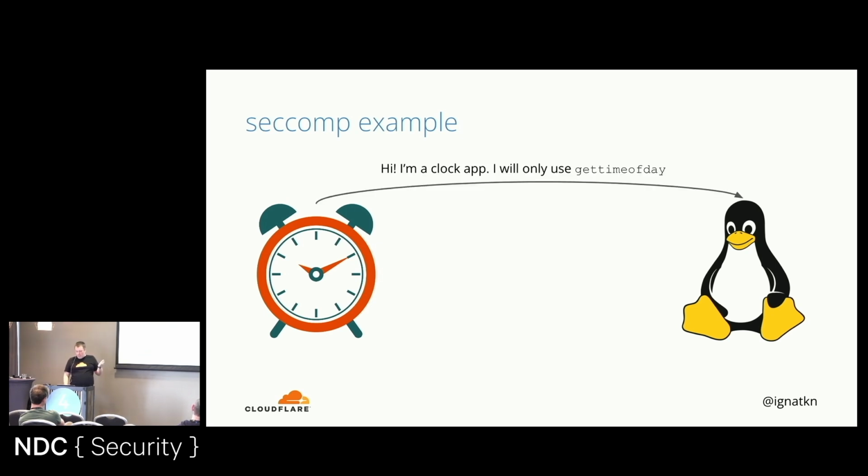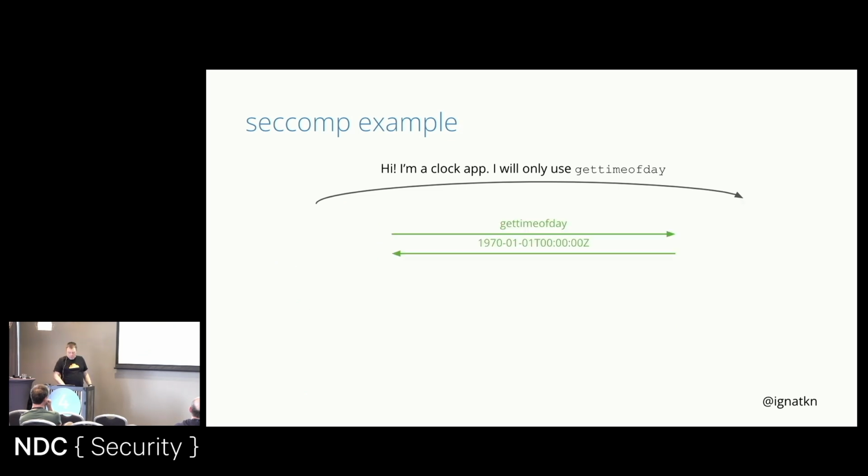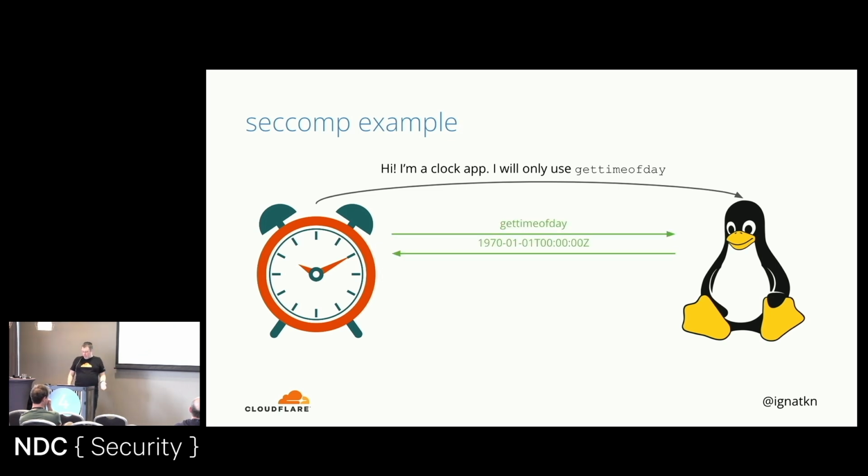And this is where you can sandbox this application. You can establish this contract with the kernel saying, hey, I'm just a clock application. All I need is this one system call, gettimeofday, so I can show it to the user. And the kernel says, okay. Later, your application needs to know the time. It makes a system call to the kernel, gettimeofday, and the kernel says, this is what we agreed on, here's your time.